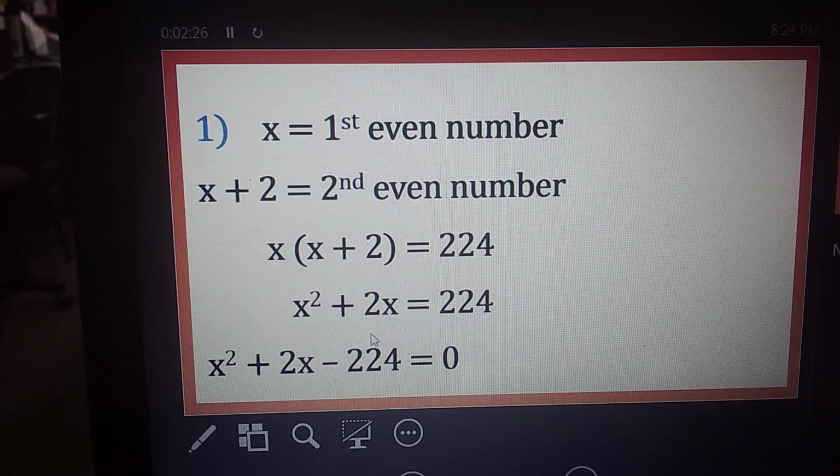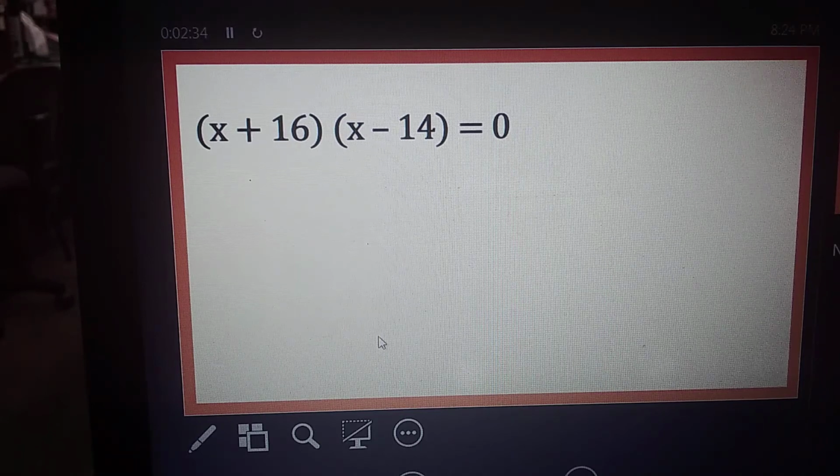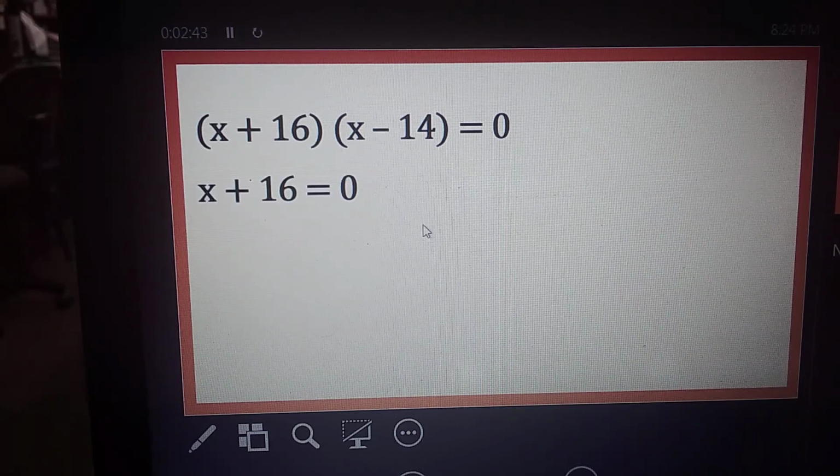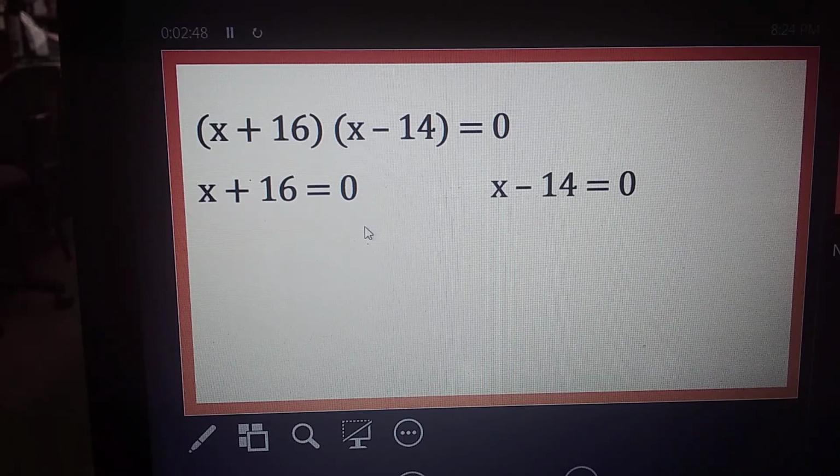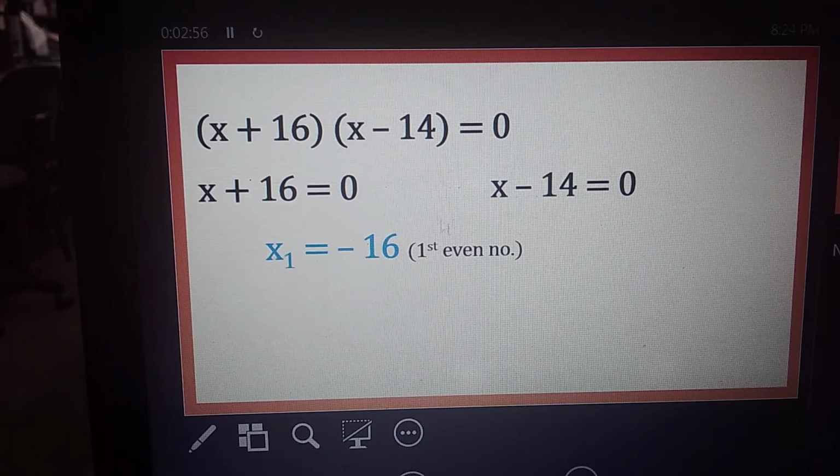Okay, what would that be? For the sake of an example, I'll be giving you the answer right away. That's x plus 16 and x minus 14. And then we will equate the first factor to 0 and the second factor also to 0. Then we solve the first factor here. That is x plus 16 equals 0. We transfer 16 to the right side. It becomes a negative 16. So this is our first even number. On the right side, when we continue solving, that becomes a positive 14.